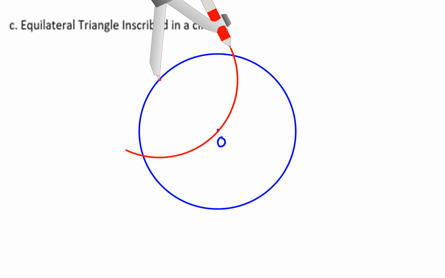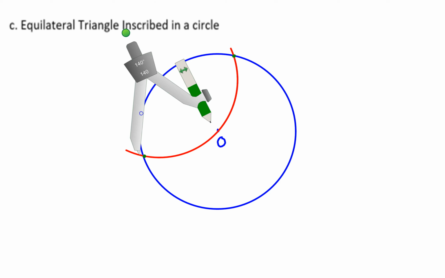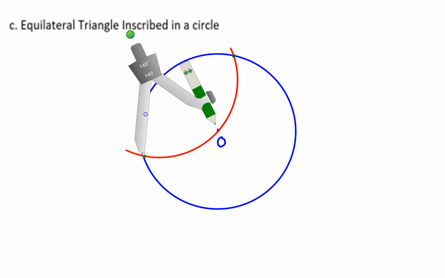Okay, so those two points of intersection are going to be equidistant from the center point. But what we're going to do now is take a look at these two points of intersection right here. We're going to take our compass again and put the center on one of those points of intersection. We'll call that point A.